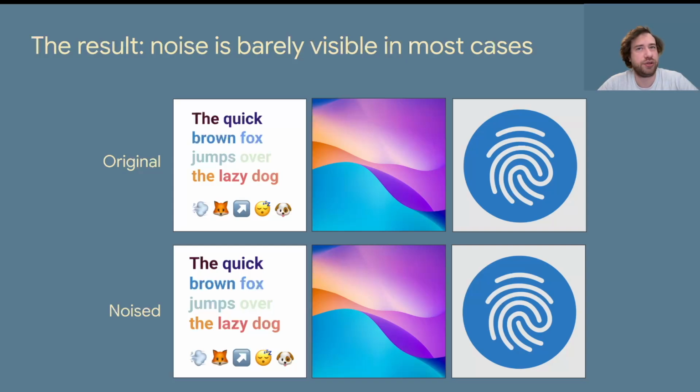Eventually, after applying the noising algorithm, we get something like in this image. As you can see, it's practically impossible to see the differences between the original and noise versions of these 3 images.